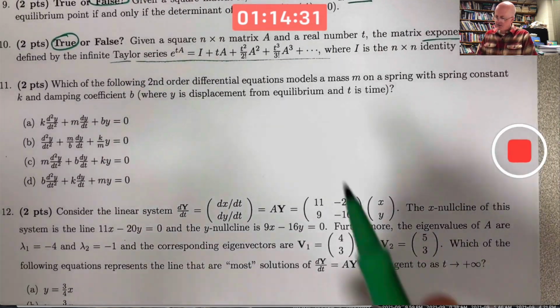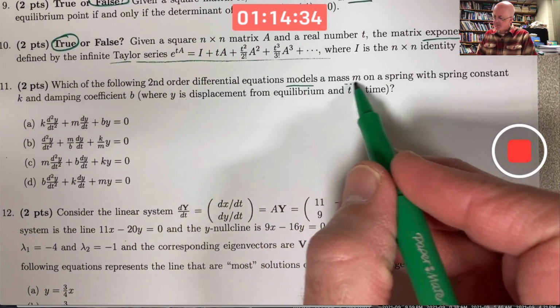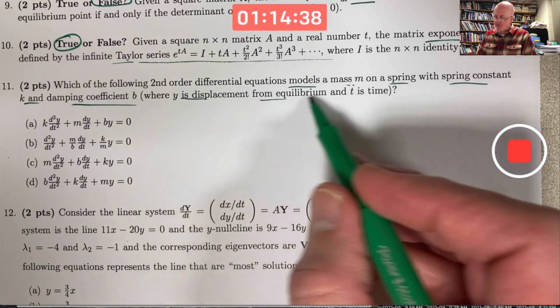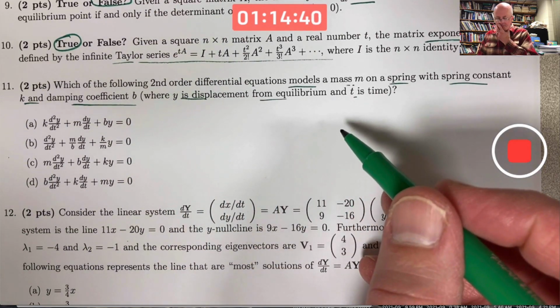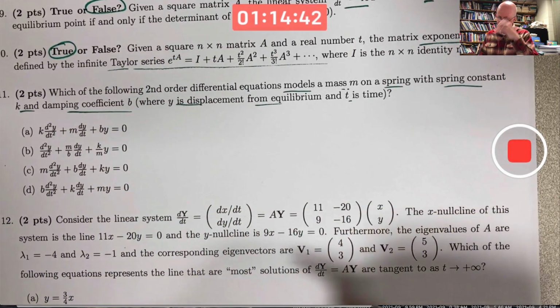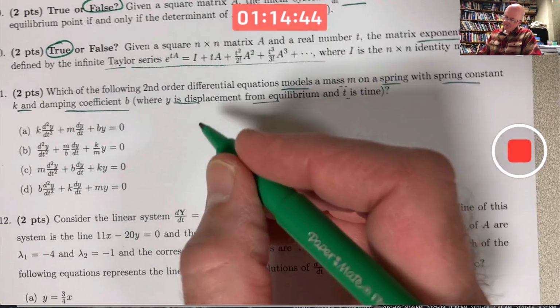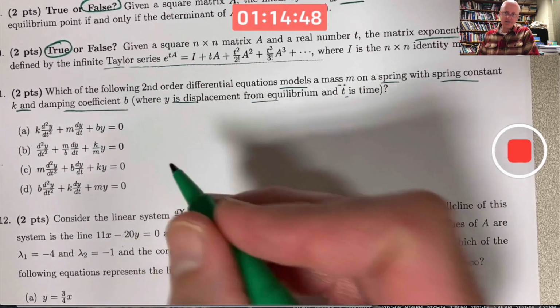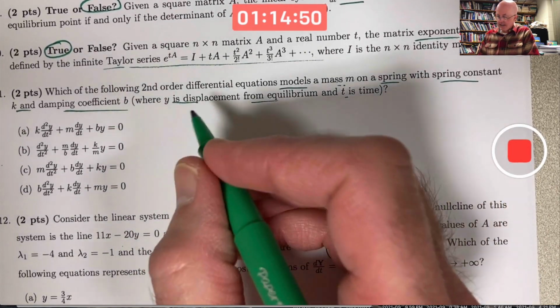Which of the following second-order differential equations models a mass on a spring with spring constant k and damping coefficient b? y is displacement from equilibrium, t is time. Okay, maybe you've memorized this, but maybe you haven't. It comes from Newton's second law and Hooke's law and just basic assumptions about how friction works.